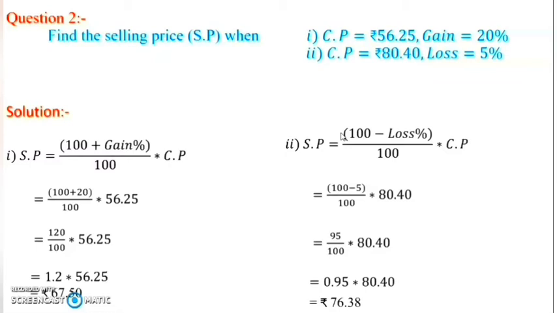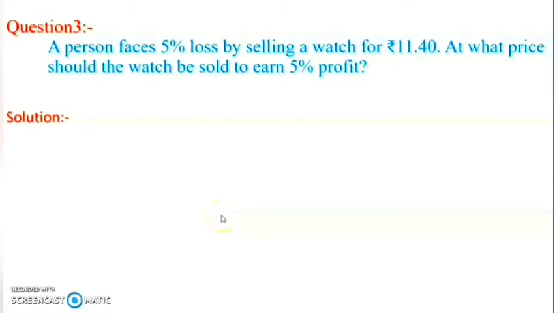And in that case you will be using the formulas from the list which are given at the last. So these two problems were direct problems where you can use the formulas and substitute the given values. Now let us go to the next question. The next question is, a person faces 5% loss by selling a watch for rupees 11.40. At what price should the watch be sold to earn 5% profit?